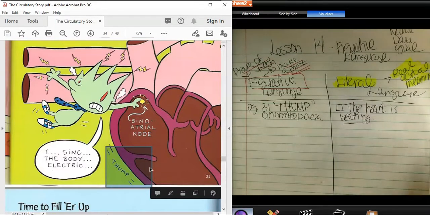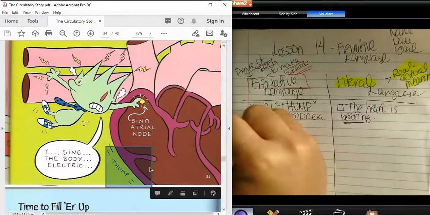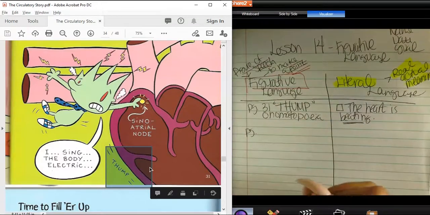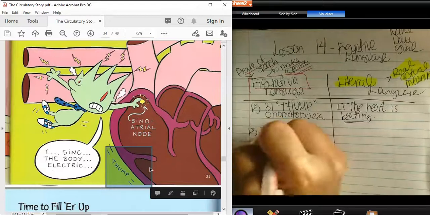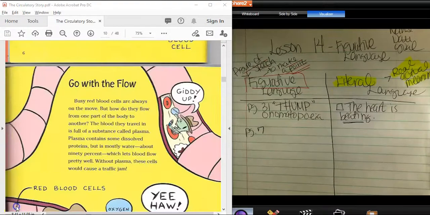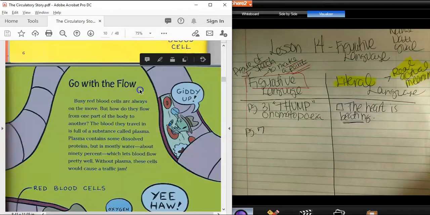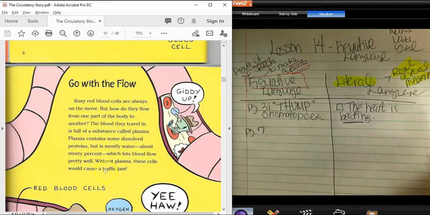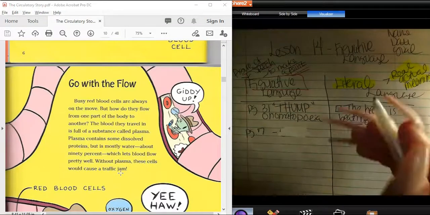Okay, next page I want to go to is, we're going to write it right here, is going to be page 7. And on page 7, it looks like this. It's the one that says, go with the flow. We know that we were talking about the red blood cells. And I want you to look at this specific last sentence. It says, "Without plasma, these cells would cause a traffic jam." I'm going to copy that sentence here.